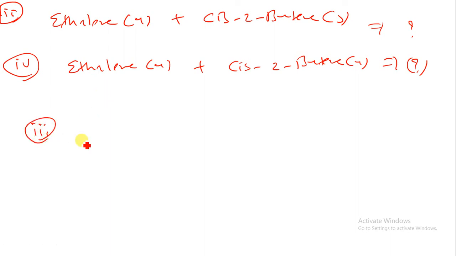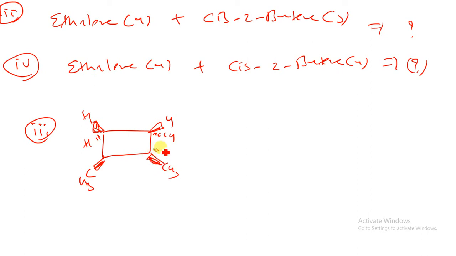The ethylene S or ethylene A and cis-2-butene will combine together and they will form like this: hydrogen top and side, hydrogen, both are in similar direction. Here the CH3, that CH3, both are in a cis position. So you can write down cis product, cis dimethyl cyclobutane.